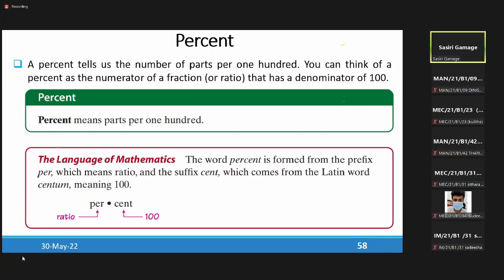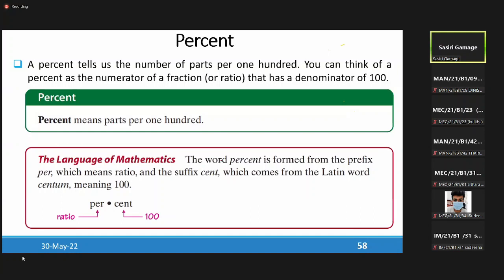A percent tells us the number of parts per 100. You can think of percent as the numerator of a fraction or ratio that has a denominator of 100. In percent, we always keep 100 at the denominator, and it is the ratio between the numerator and denominator. Simply say, percent means parts per 100.